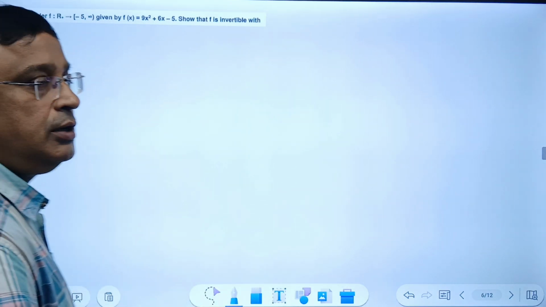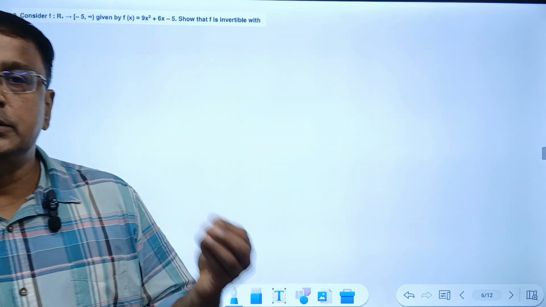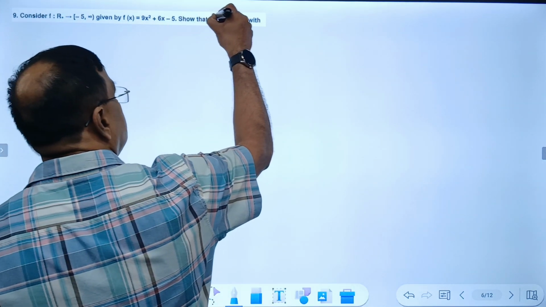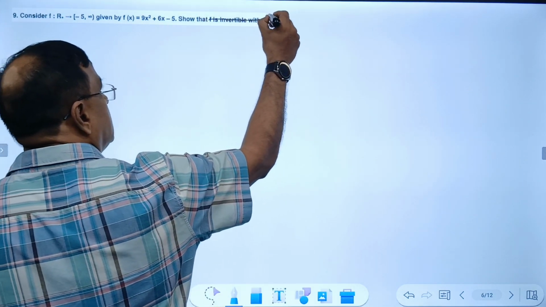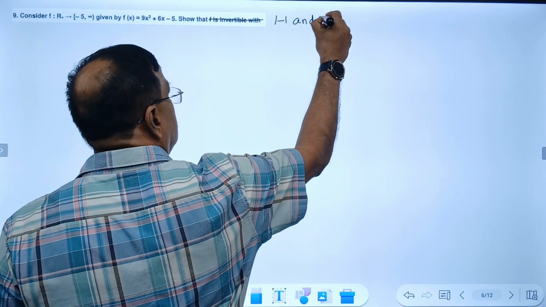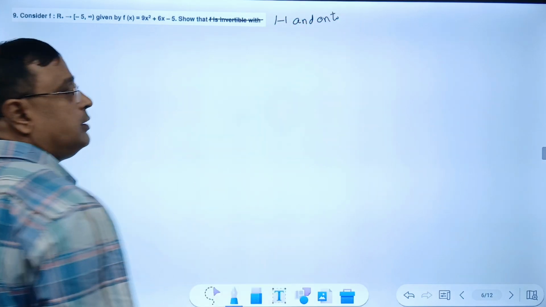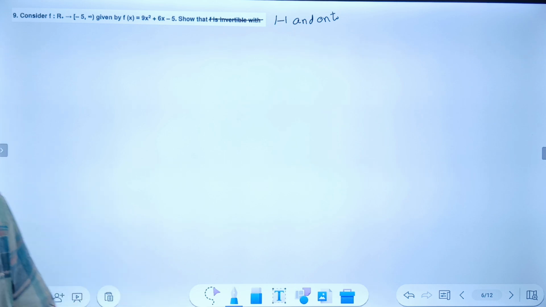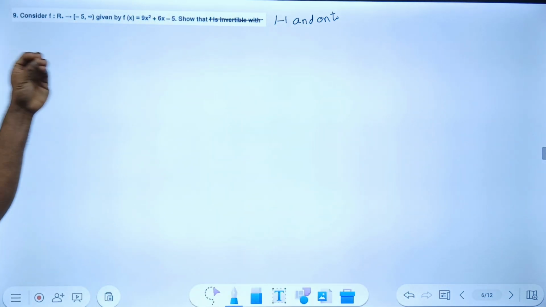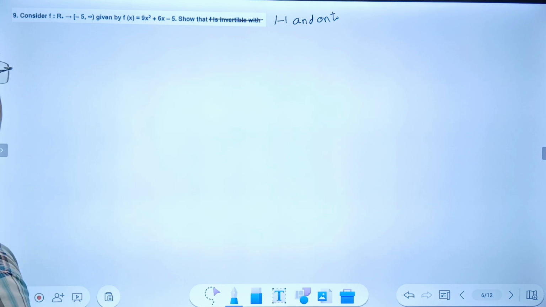One of the most important questions in your NCERT book, okay? Here I'll change the question: instead of show that it is invertible, you say check whether it is 1 to 1 and onto. It is a very, very important question, okay? Either it will come in your school exam or it will come in your board exam. It has come many times. So let us go to this.